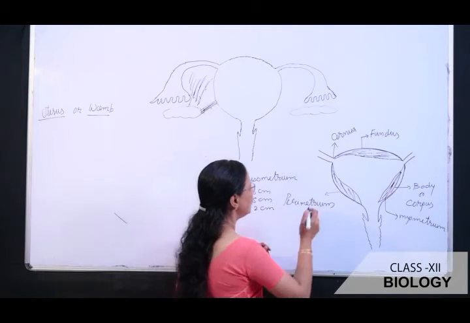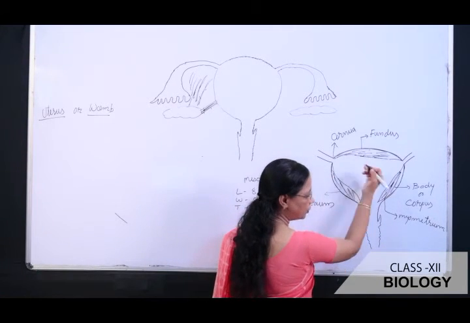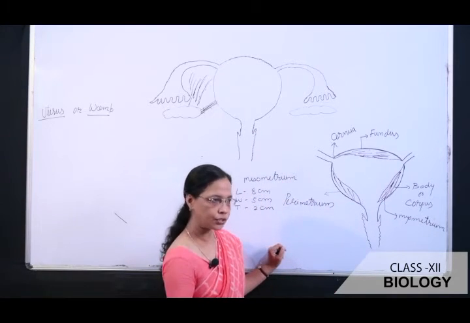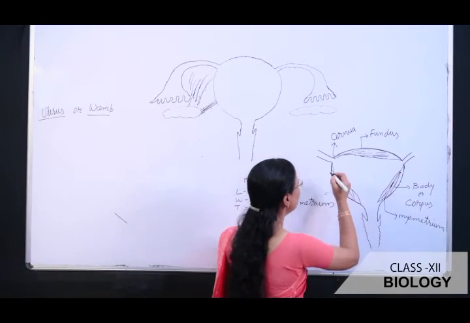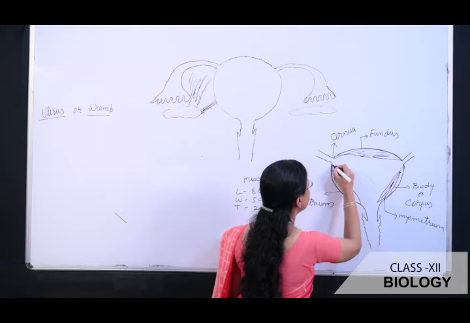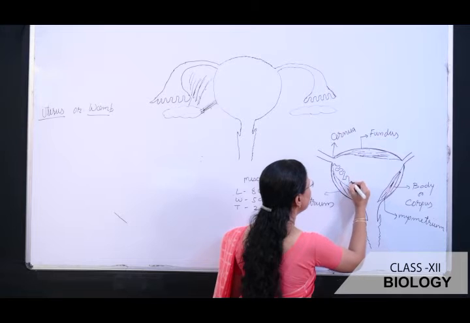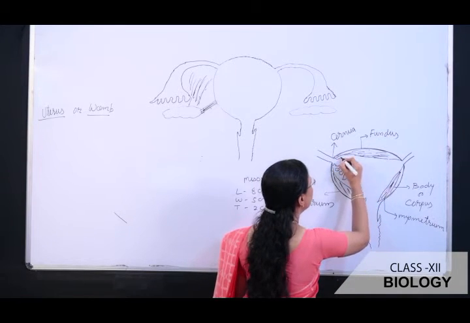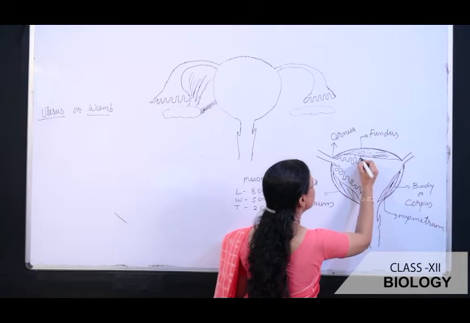Next, inner to this myometrium, which is a smooth tissue, you can see glandular tissue. This is the glandular tissue which is known as the endometrium.